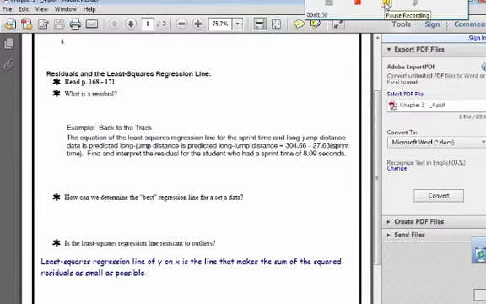Now it's time to check your understanding. On page 171, stop, check your understanding. If you had trouble with this practice, you need to see either Miss Hines or myself to help you with the technology part of it.